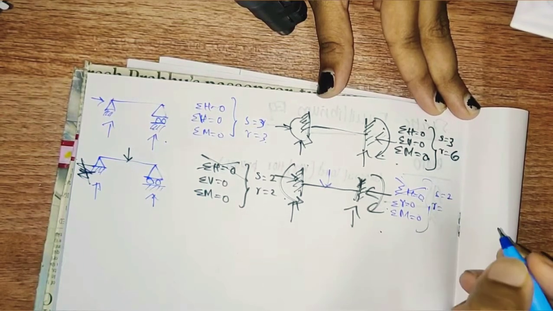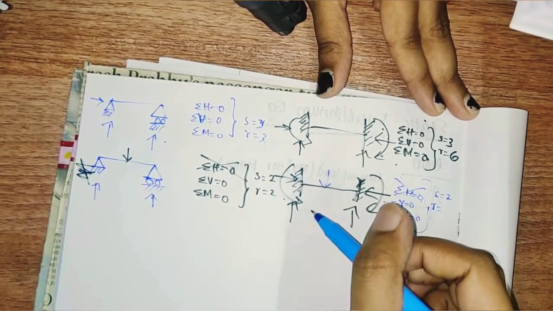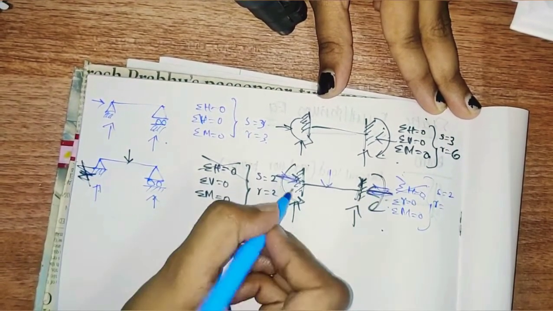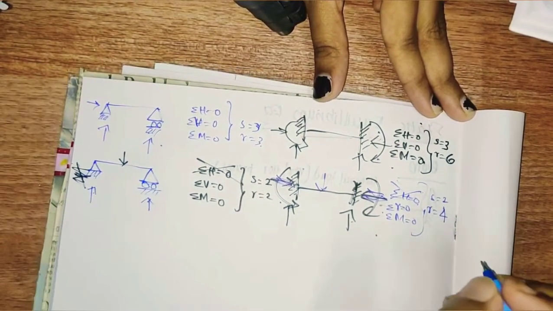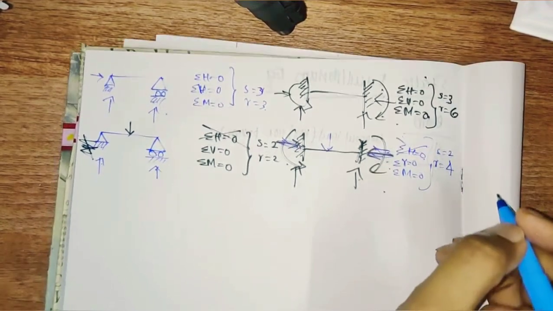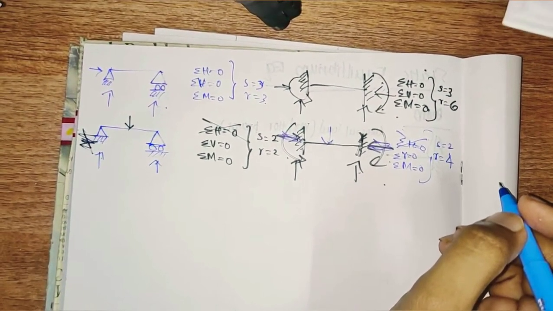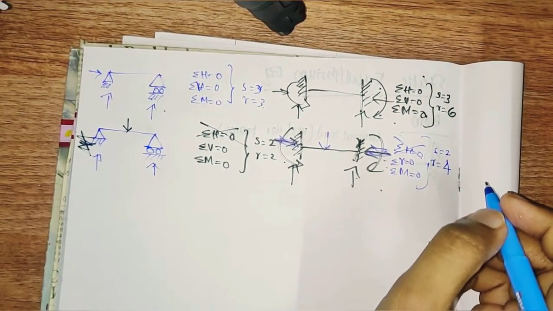And next is about these reactions. How many reactions are present here? The horizontal you should not consider. Without considering it, 1 plus 1 is 2, 1 plus 1 is 2. So 2 plus 2 is 4. The number of horizontal reactions here is not considered, because there is no horizontal external load acting. Only then will it be balanced, right?